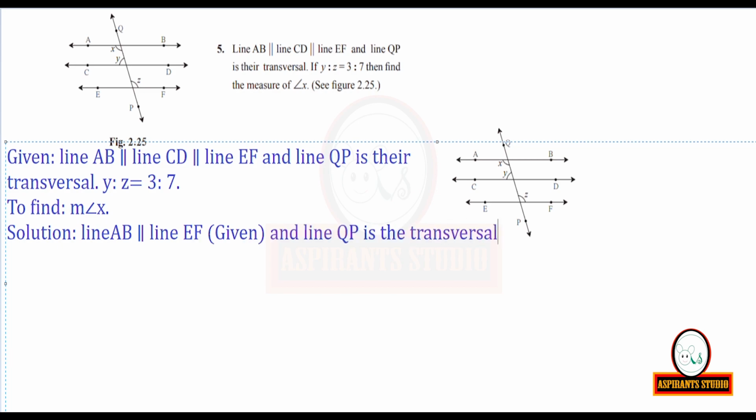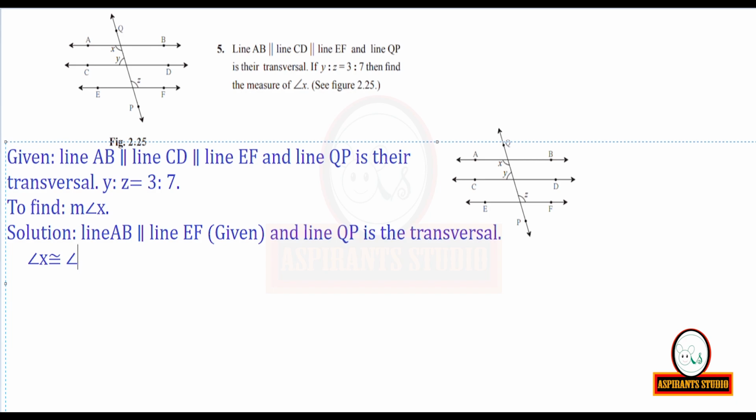Now look at the figure. Look at angle X and angle Z in the figure. What are those angles? They are alternate angles because they lie on either side of the transversal and in between the parallel lines. So they are congruent. Alternate angles are congruent.